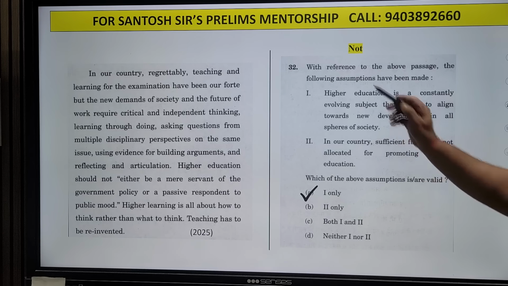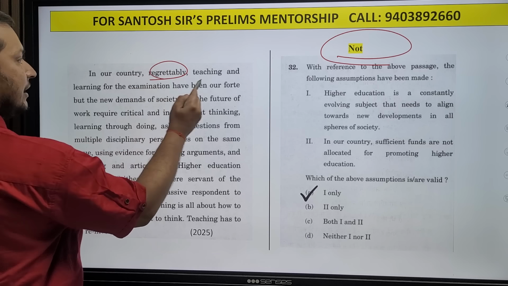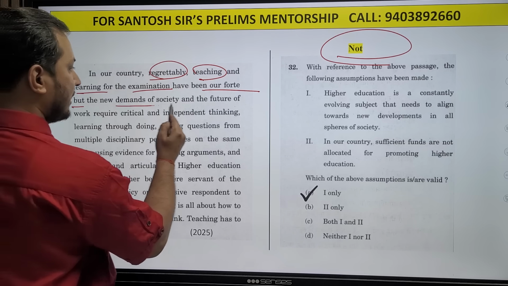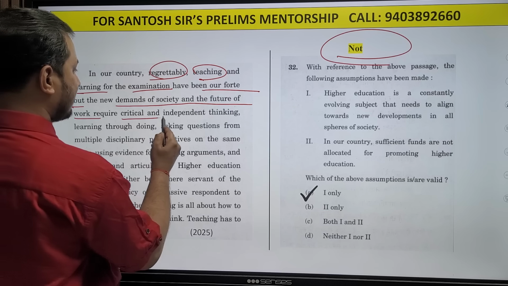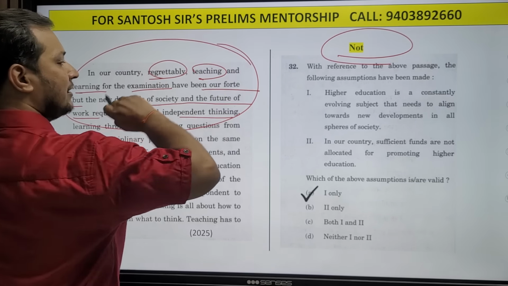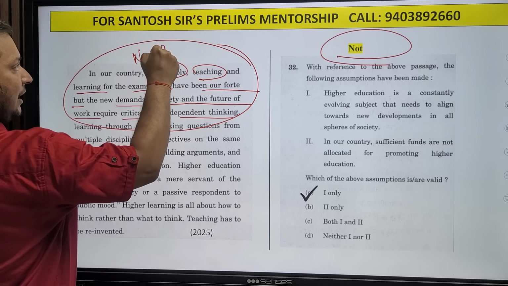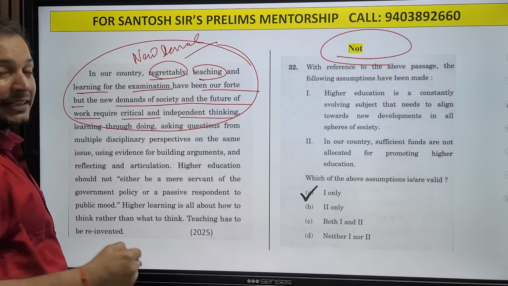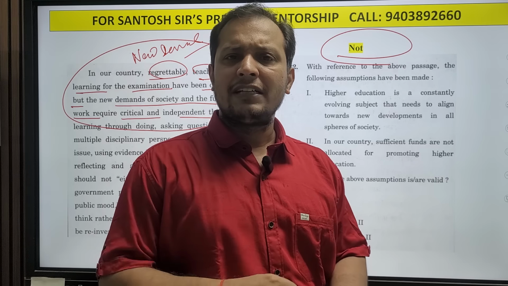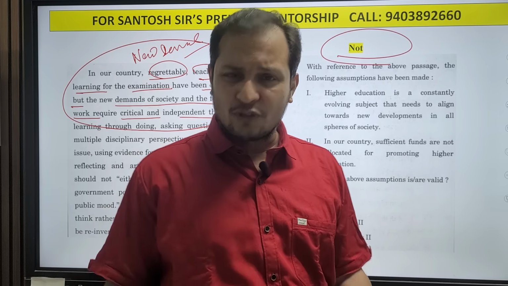Next passage. Let us read. In our country, regrettably, teaching and learning for examination has been our forte, but the demands of society and future work require critical and independent thinking. So the article is about what? The new demand from education, because society is changing. Critical thinking is required, but we only focus on clearing exams and scoring high. That is what our education has become, and it is not suitable for the present time.